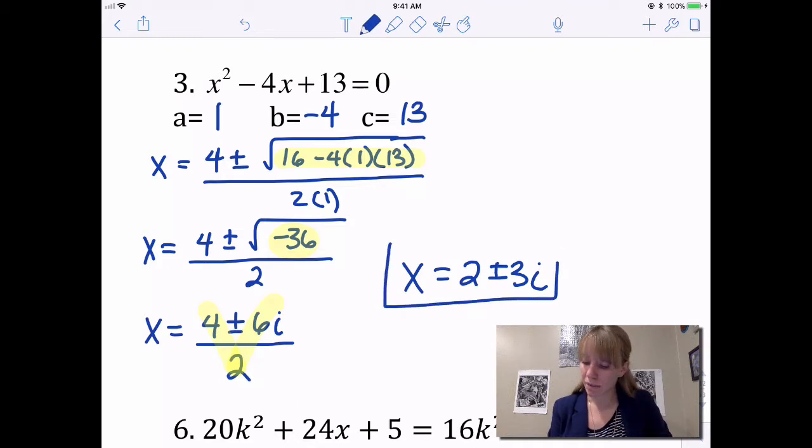What I did there is I took each piece and divided it by 2 because it's all divided by 2a. If I wanted to split this up, I could say 2 plus 3i, 2 minus 3i, but since they're not like terms, I can actually leave it as 2 plus or minus 3i.